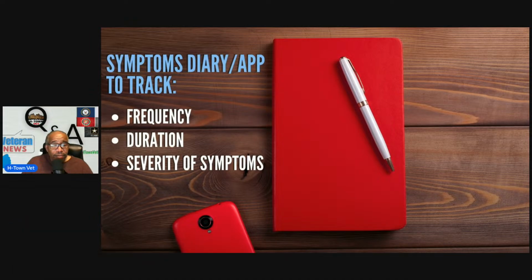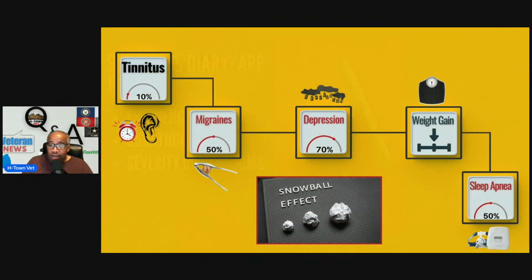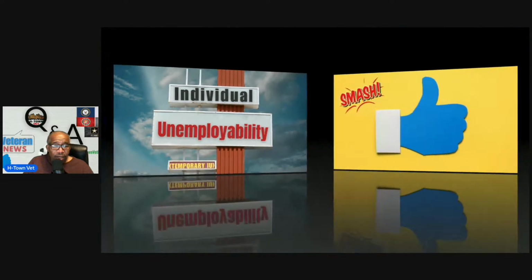All right. Now, remember with the secondary conditions, we're going to have to eventually do something showing all the secondary conditions to disease. We're going to do that when we cover each condition. And also make sure, like we said about individual unemployability, if you don't qualify for 100% schedular or permanent and total rating of 100%, get temporary IU.